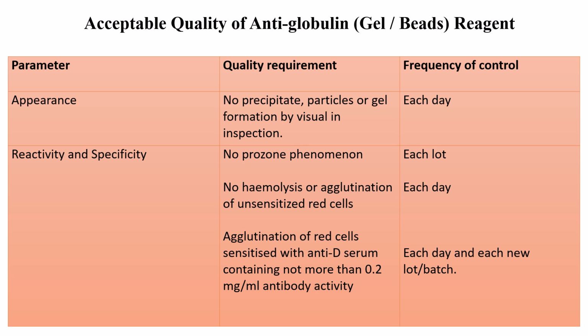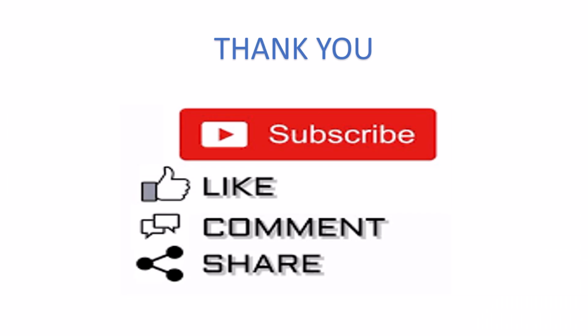The acceptable quality of antiglobulin gel or bead reagent: the appearance won't show any precipitate, particles or gel formation by visual inspection. There should be no prozone phenomena, no hemolysis or agglutination of unsensitized red cells. Agglutination of red cells sensitized with anti-D serum containing not more than 0.2 mg per ml antibody activity. With each day and every new lot or batch, we will check the reactivity, specificity, and the appearance.